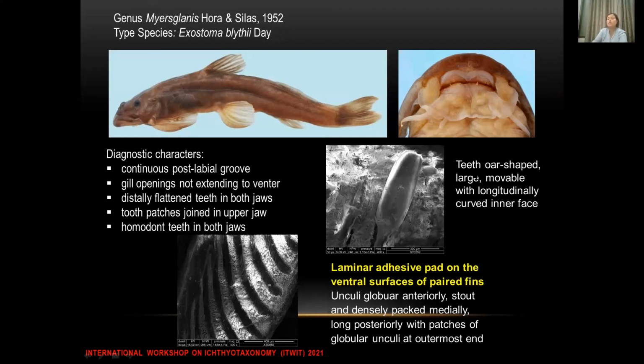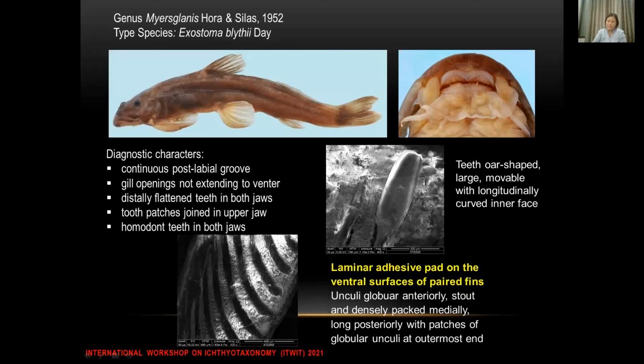So the teeth are oar-shaped, large and movable, with a longitudinally curved inner face. Then the tooth patches are joined in the upper jaw. Then we have the homodont dentition in both the jaws.